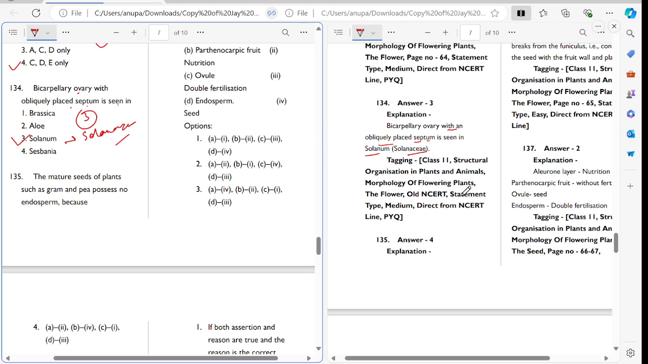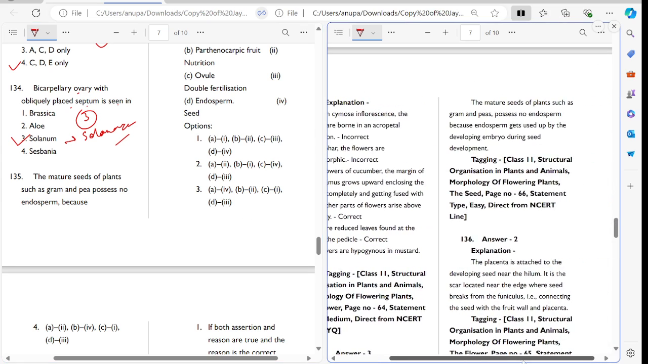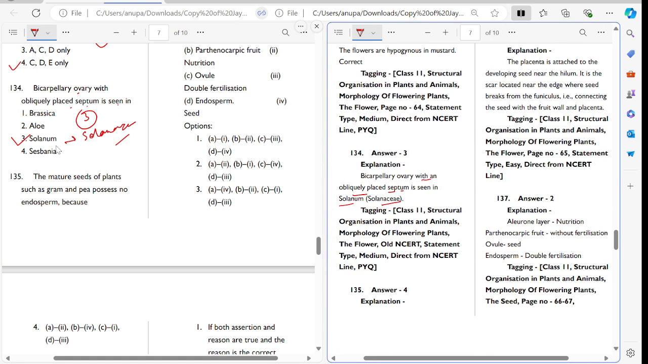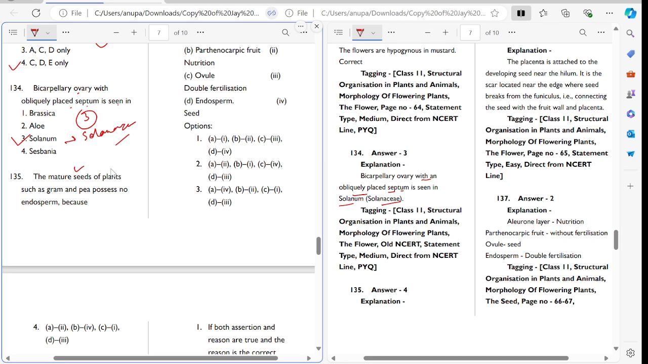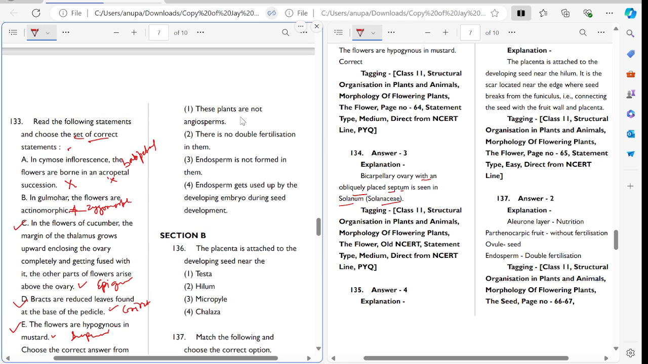Now let's move to question number 135. Question number 135 states that the mature seeds of plants such as gram and pea possess no endosperm. This is correct. The mature seeds of gram and pea possess no endosperm. Now let's see the options. The options given are: these plants are not angiosperms. So this is wrong.